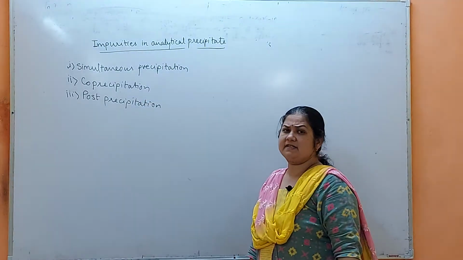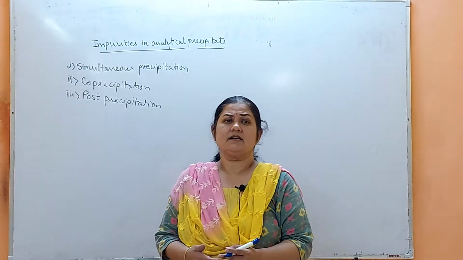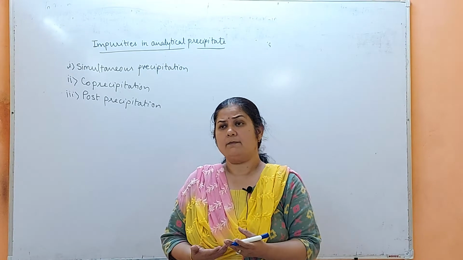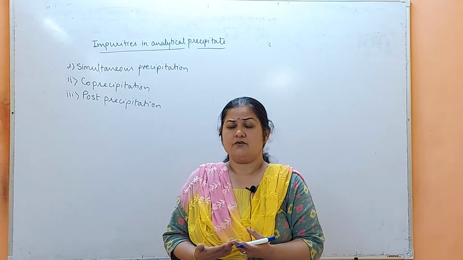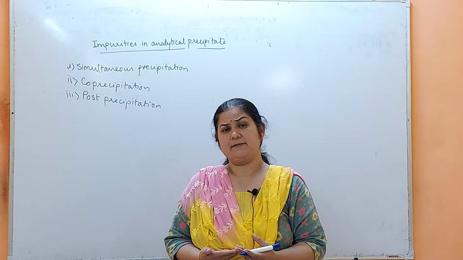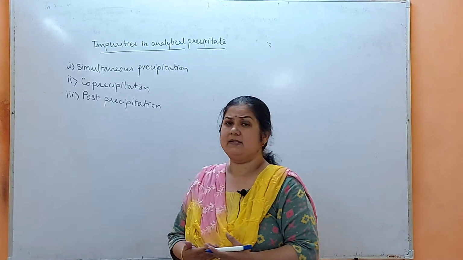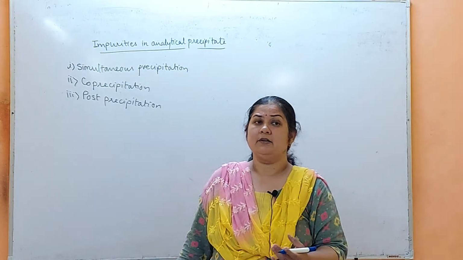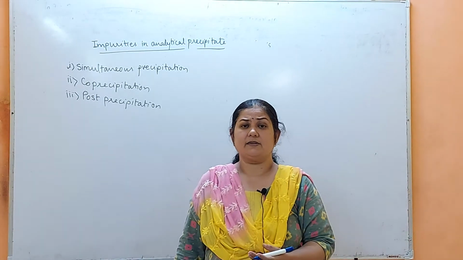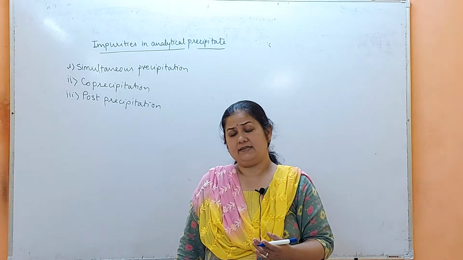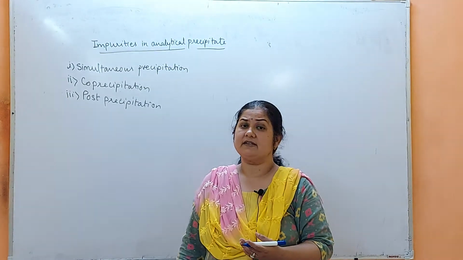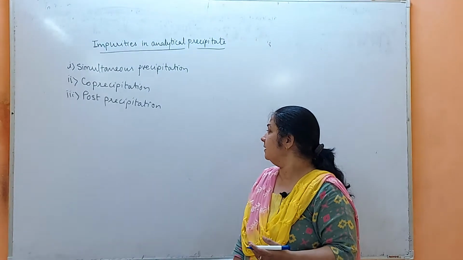Now, simultaneous precipitation means what? If there is an insoluble impurity which gets precipitated out along with the precipitate required, it is called simultaneous precipitation. For example, during the estimation of barium, if lead is present, lead also gets precipitated out as PbSO4. If we are precipitating barium as barium sulfate, lead sulfate also gets precipitated out.